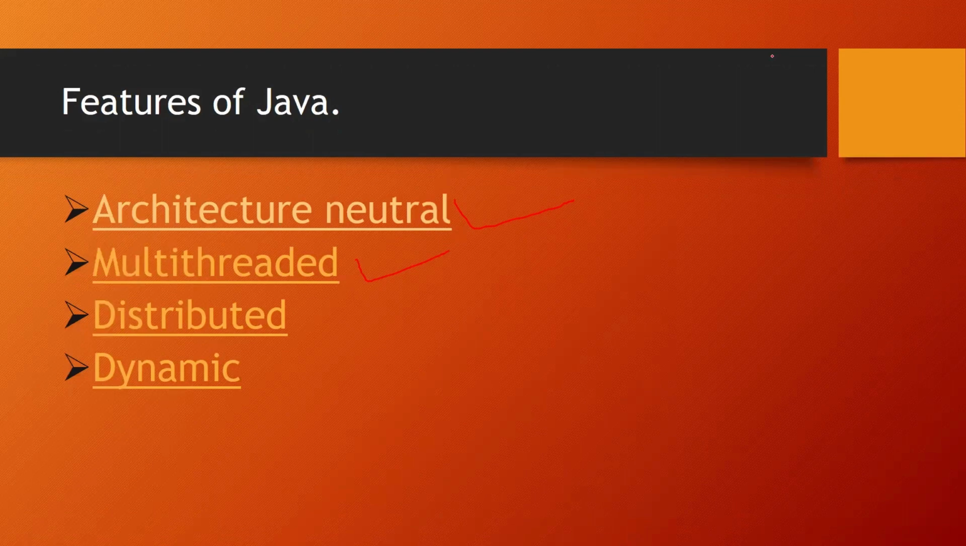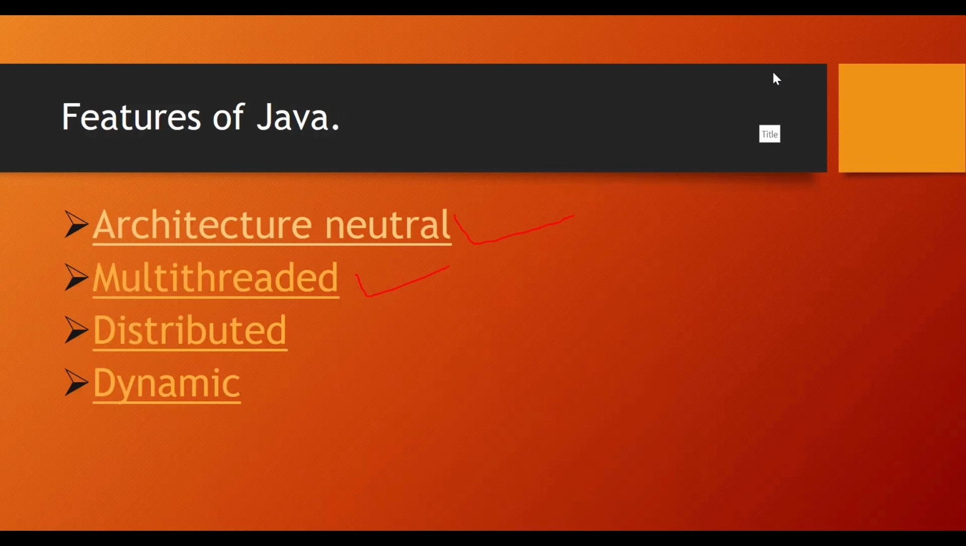Now let's understand the distributed feature. Why is Java called a distributed programming language? Java is called a distributed programming language because it allows programmers to write distributed applications in Java. That means a Java programmer can access and run a program which is running on another system with the help of the internet.